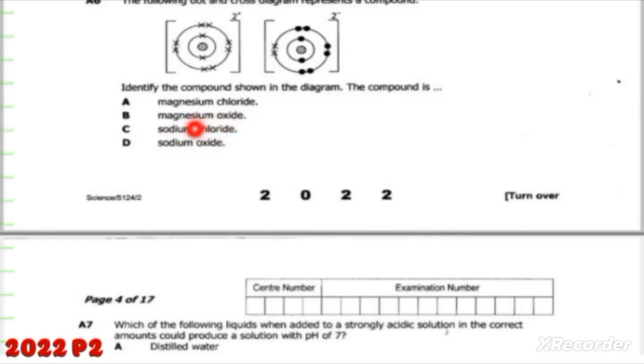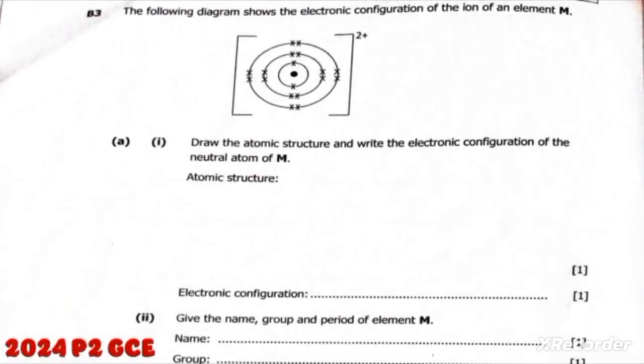So magnesium is coming from group 2 and oxygen is coming from group 6. So our correct answer here is B. By the way, you are free to pause the video and try to come up with the original electronic configuration of these two elements. So our correct answer is B.